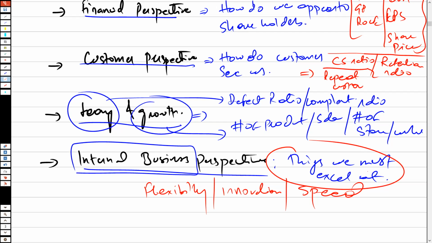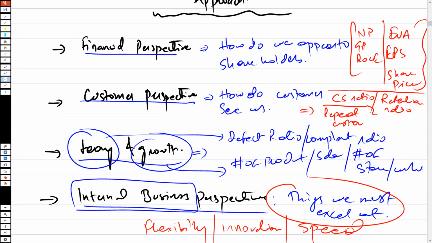Now, let's move a bit forward. As an organization, what is it that you need to do? You need to understand that in order to implement the balanced scorecard, you need to make sure that you introduce the performance measures from these four aspects. What are these four aspects? These four aspects are the internal business perspective, the customer perspective, the financial perspective, and the learning and growth perspective.